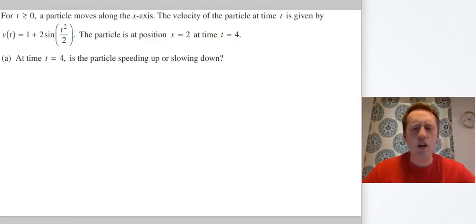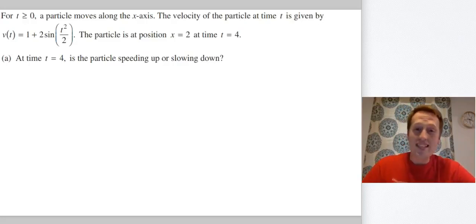More often than not, you're given a question that only has one particle, but there are rare instances where they give you information about two different particles, in which case just be very careful about which particle you're talking about. All right, for t greater than or equal to 0, a particle moves along the x-axis. The velocity of the particle at time t is given by v of t equals 1 plus 2 sine of t squared over 2. The particle is at position x equals 2 at time t equals 4.